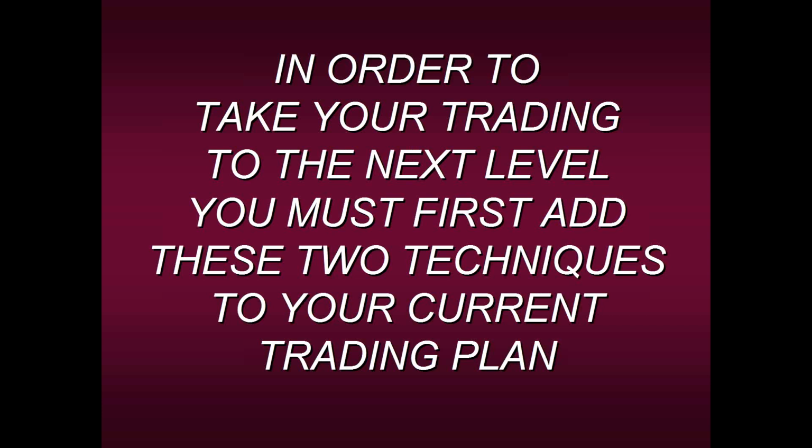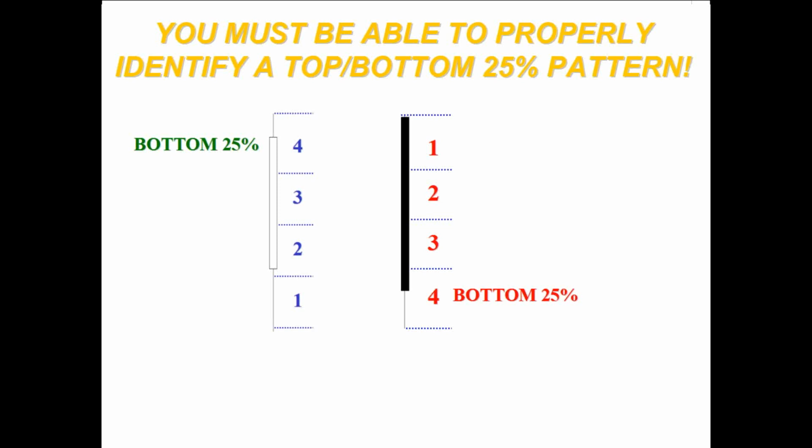But remember, it's easy to apply the 50-period moving average. Most students say, well, I have no difficulty with that. It's very simple. But you also must be able to properly identify a top-bottom 25% pattern. Remember, you have to divide by 4. And if you close in that top 25%, you're going to be in sync with the market.